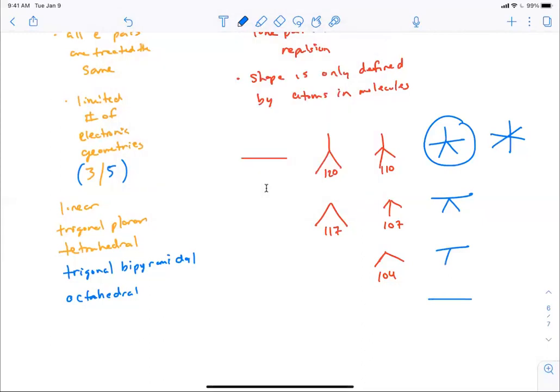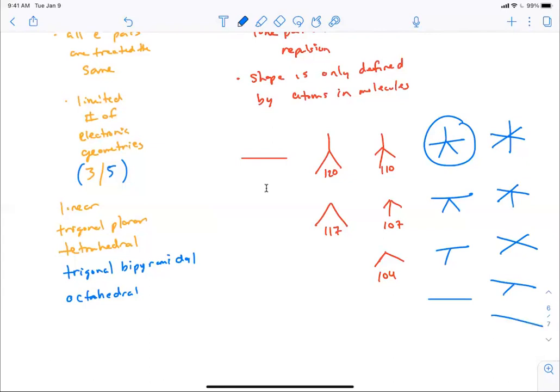Octahedral, take the top one off. Square pyramidal. Now, if the lone pair is on the top, the furthest one away from it is the one on the bottom. Square planar. Now, once you're here at 90 degrees on everything, it doesn't matter. So you just take another one away. T-shaped. Take the opposite one away.